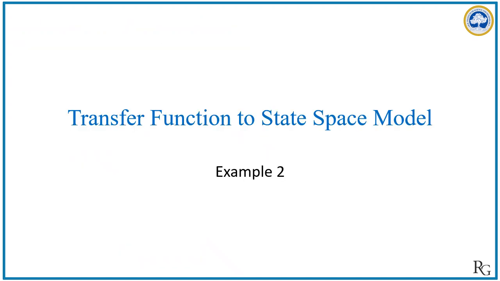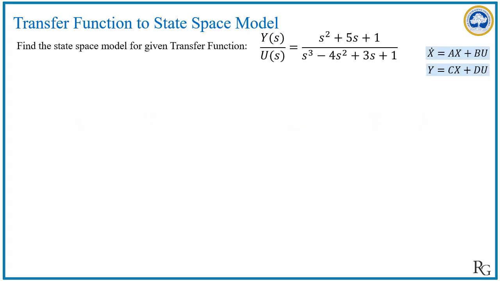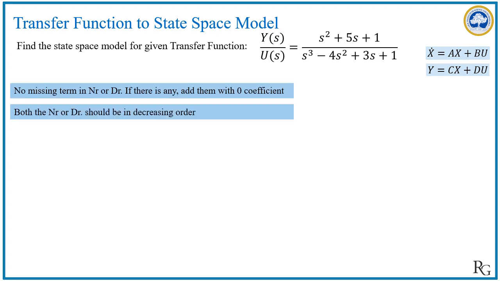Now we will take one more example. In this example we have the numerator as well as the denominator. In the previous example there was only a denominator; the numerator was unity, 1. So we will proceed. There should be no missing term in the numerator or denominator. If there is any missing term, then we should add that term with a 0 coefficient.